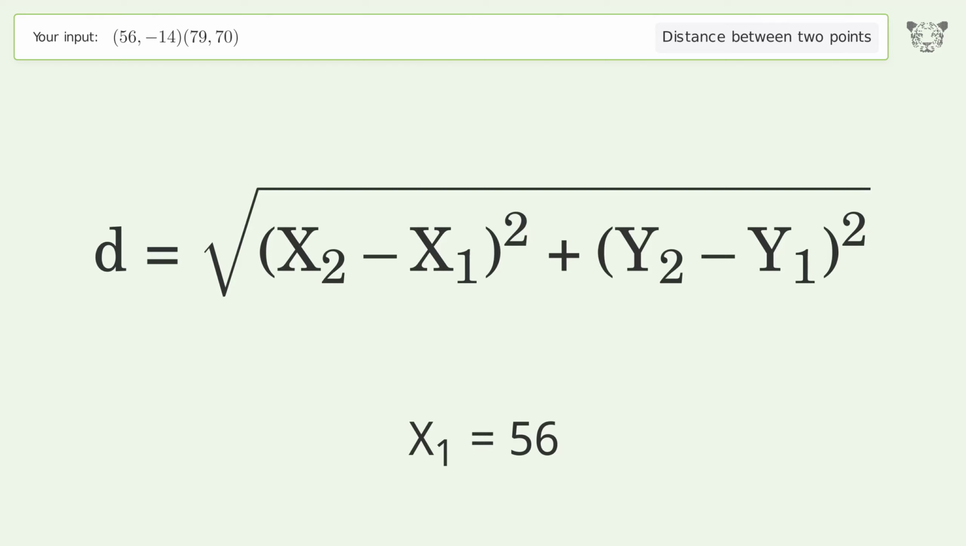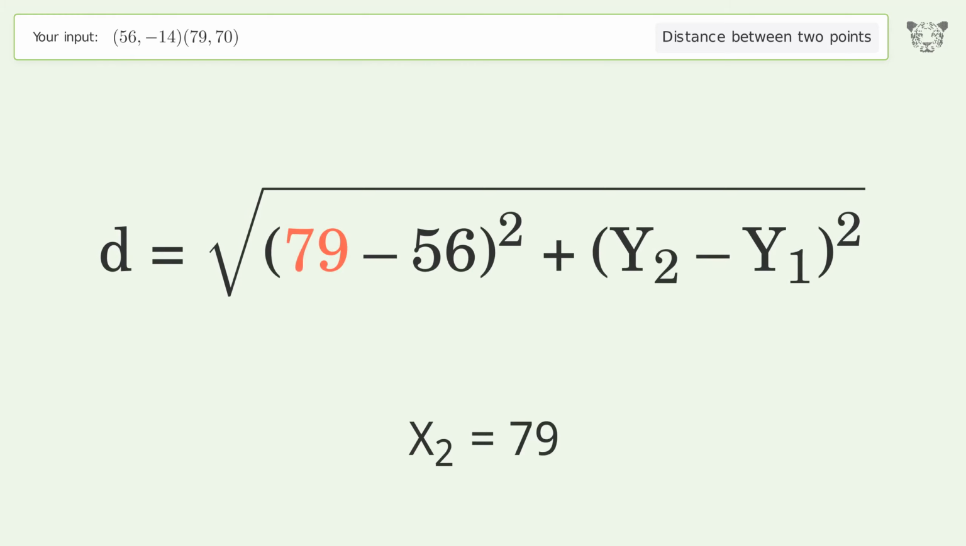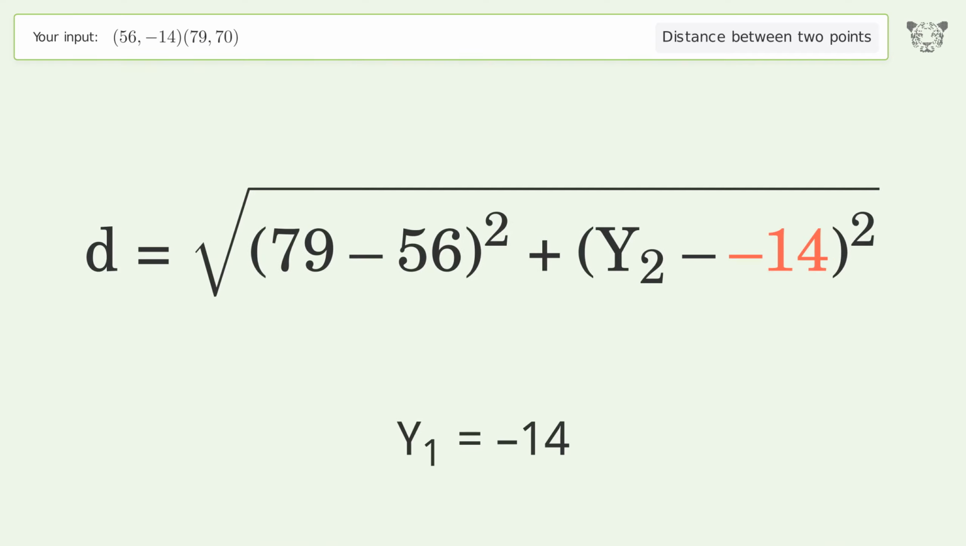x1 equals 56. x2 equals 79. y1 equals negative 14. y2 equals 70.